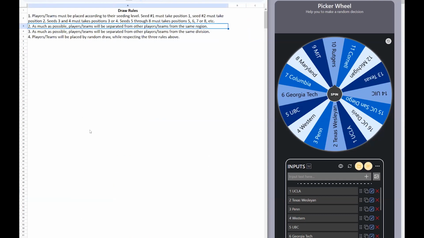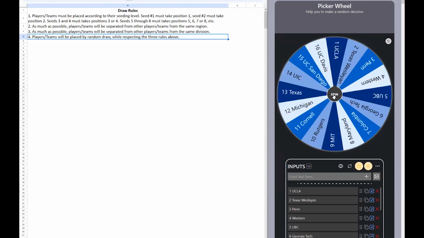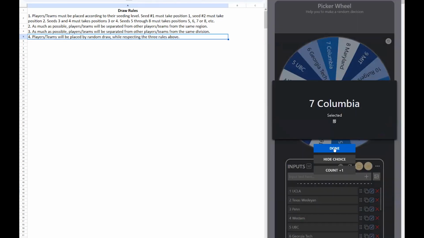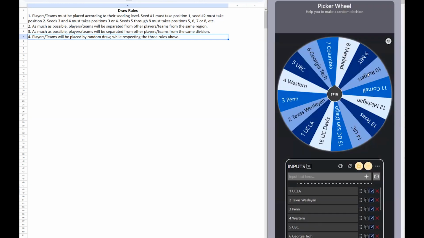Those are the main rules. Once you respect those rules, everything else is random. Normally we would pick cards or draw balls from a hat. We're going to use this website, pickerwheel.com. It's going to spin like this, and this will decide which team is chosen at any given time.